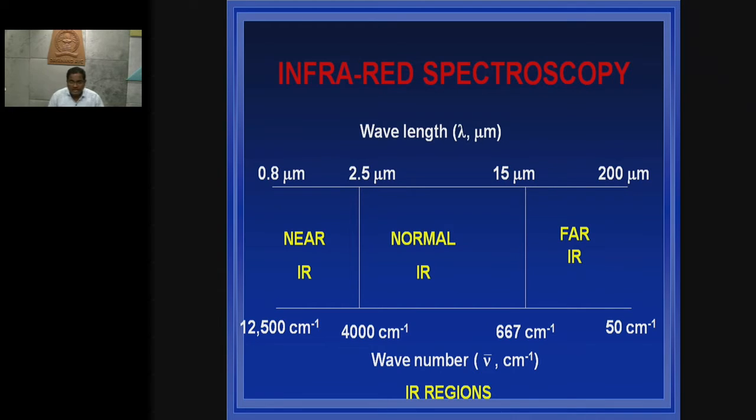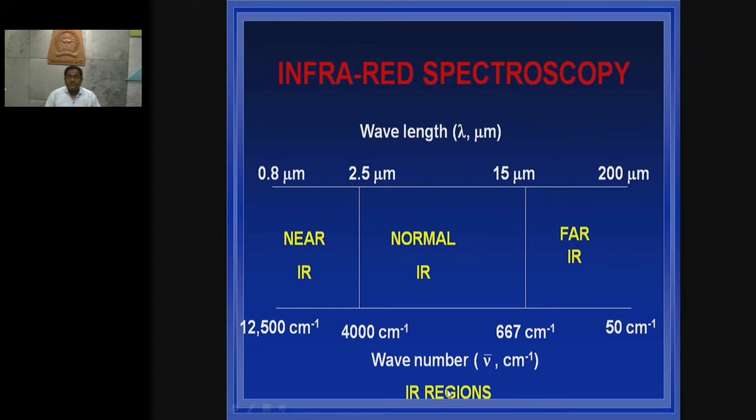So let us know before that what is the exact IR range. Here three sections are there for this IR radiation. First is near IR, the middle one is normal IR, and the third is far IR. The values are mentioned below: 12,500 per centimeter to 4,000 is for near IR. Then 4,000 to 667 per centimeter is for normal IR, and for far IR, it is 667 to 50 per centimeter.